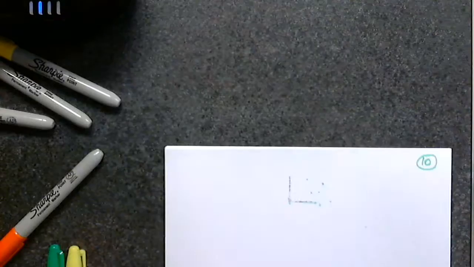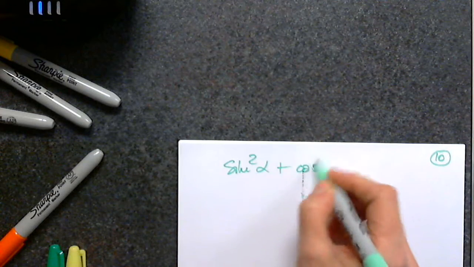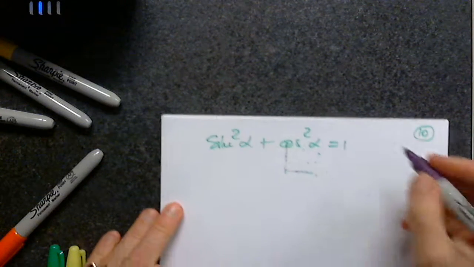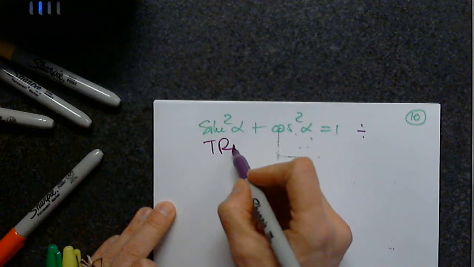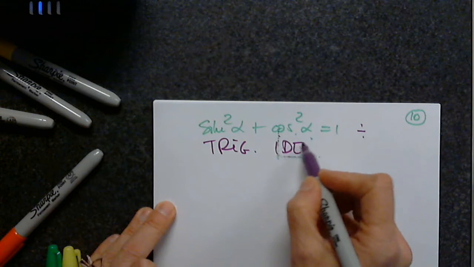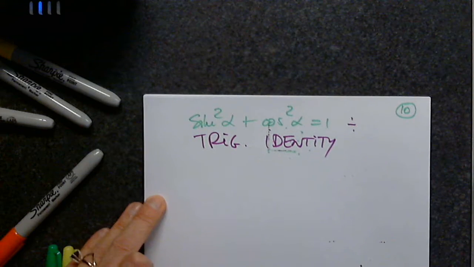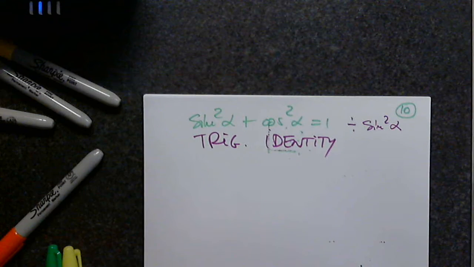Good. I want to go back to the most important relationship. I'm going to ask you to tell me what happens if we divide this. It's also called a trig identity. If we divide both sides by sine squared, please tell me what to write. Dictate, and I will write it.